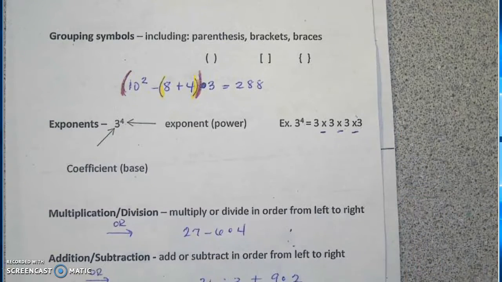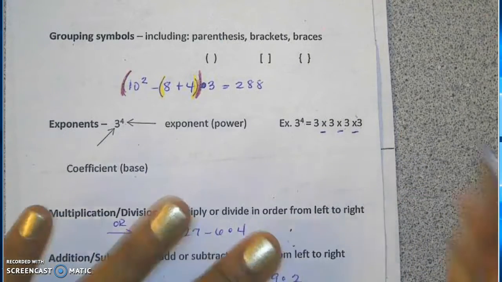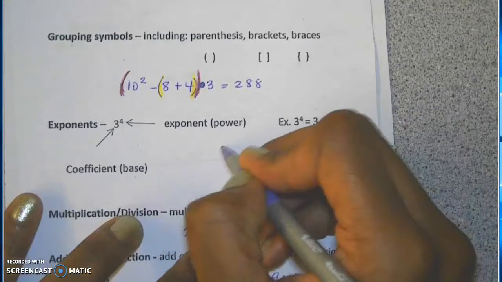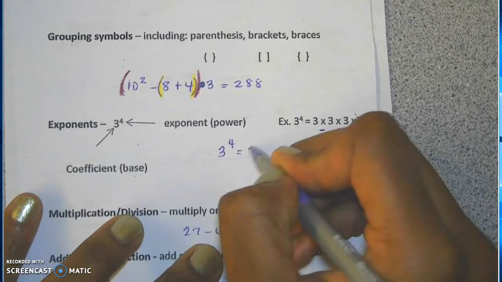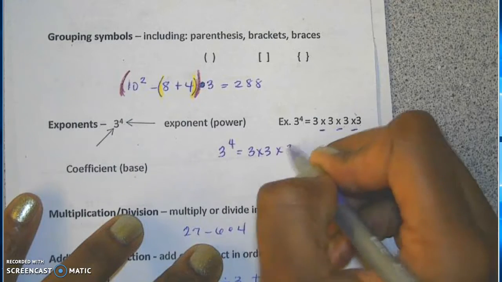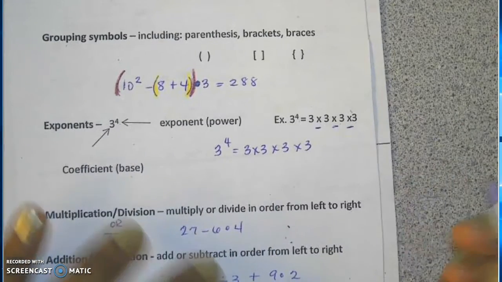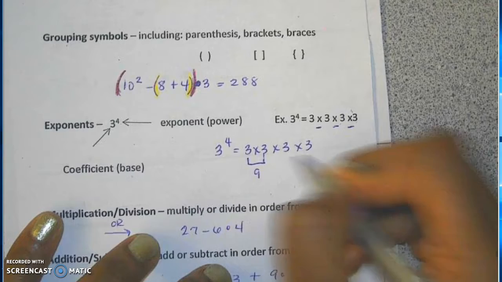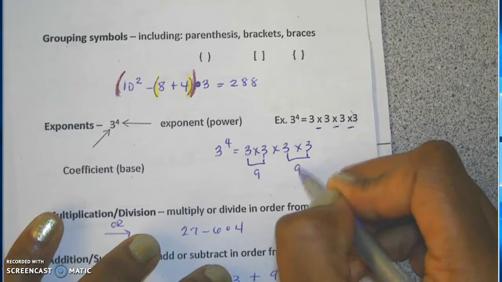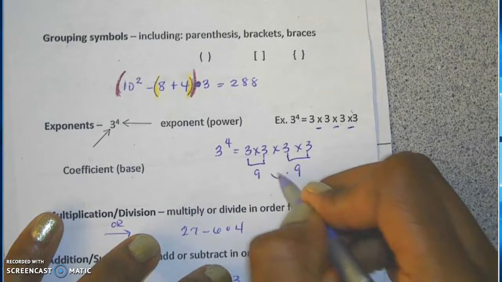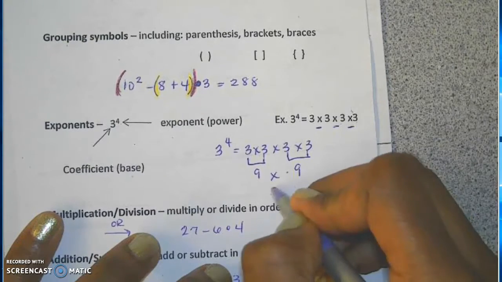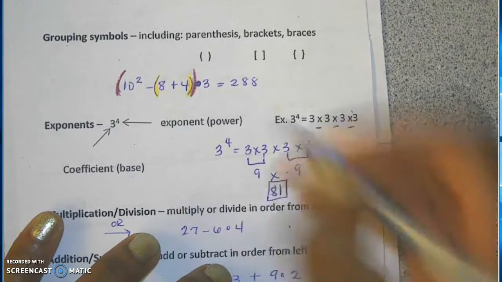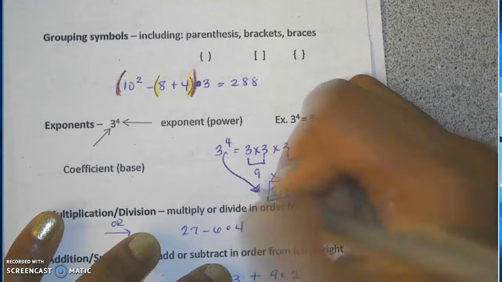And you only multiply 2 numbers at a time to make sure that you're doing your work properly. So 3 times 3 is going to give me 9, and 3 times 3 over here will also give me 9. And then I multiply these two 9's together, and the answer is going to be 81. So 3 to the 4th power is 81.